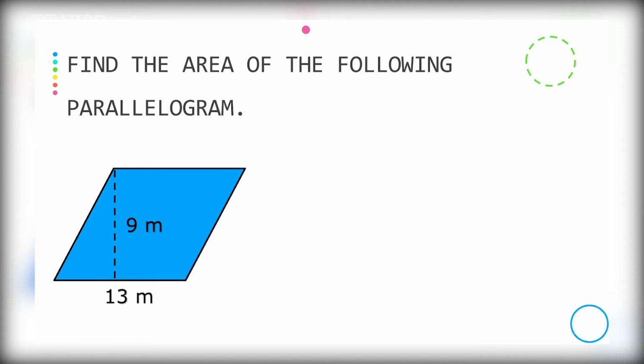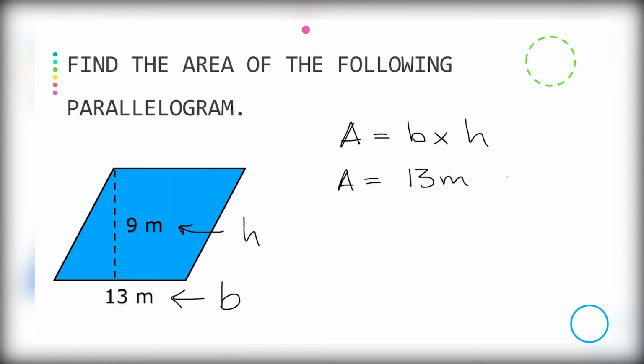On this problem, we are going to find the area of the following parallelogram that has a base that's equal to 13 meters and the height is equal to 9 meters. So for me, in order to do this, I just have to use my formula for the parallelogram, which is going to be base times height. So that means that I'm going to multiply the 13 meters times the 9 meters, which represents the height.